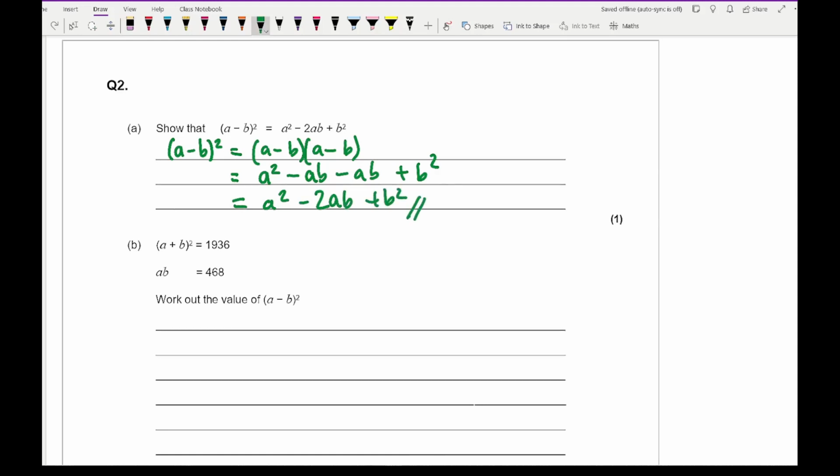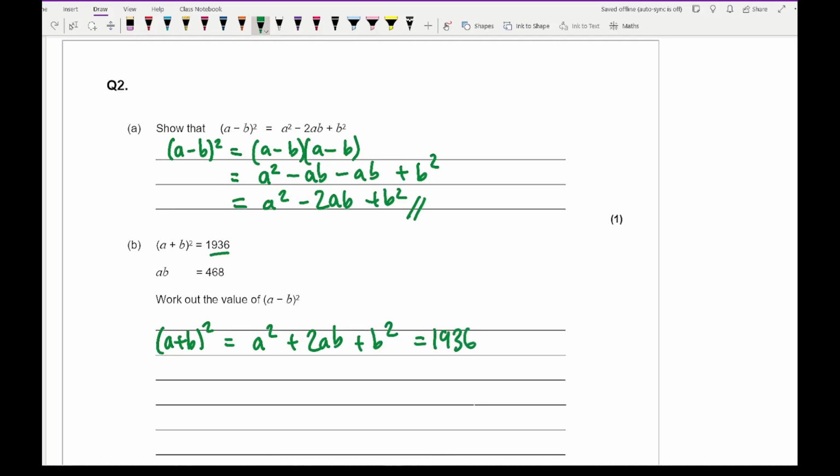Now for b, it says that (a plus b) squared is 1936 and ab is 468. Work out the value of (a minus b) squared. So if I look at (a plus b) squared, well that's going to be a squared plus 2ab plus b squared, and it tells me that that's going to be equal to 1936.